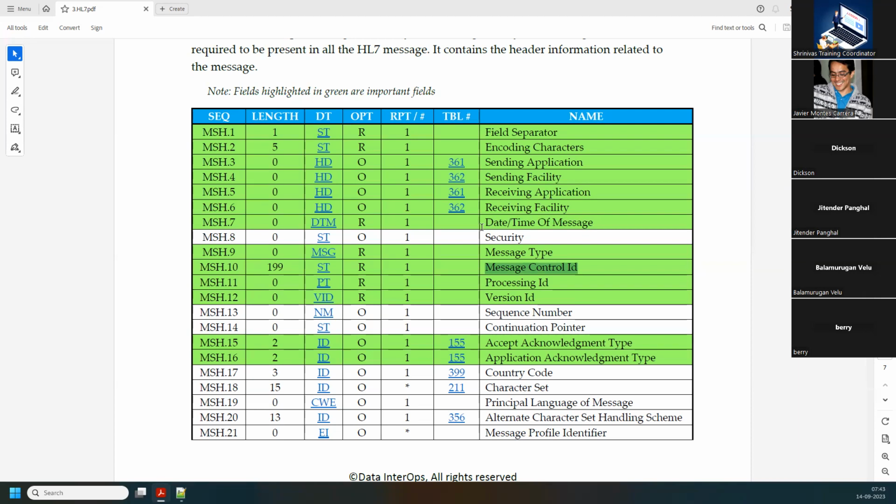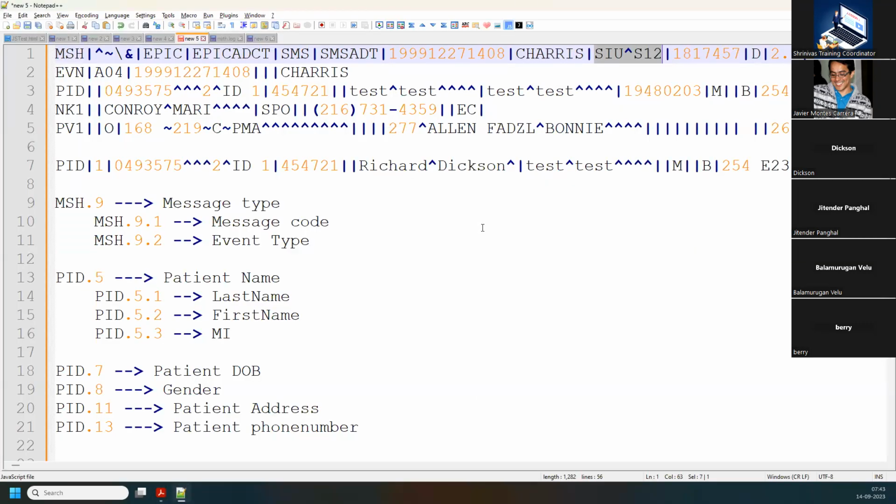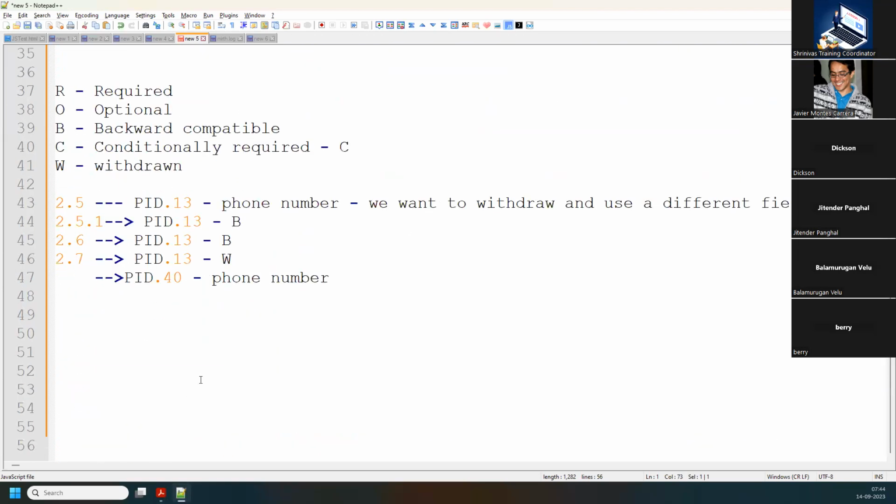Okay. And then you have MSH11, which is nothing but processing ID. So processing ID will tell you whether the HL7 message is a test message, a development message, or a production message. So this is MSH10, which is message control ID. This is MSH11, which is processing ID. When we talk about processing ID, what values can you send?